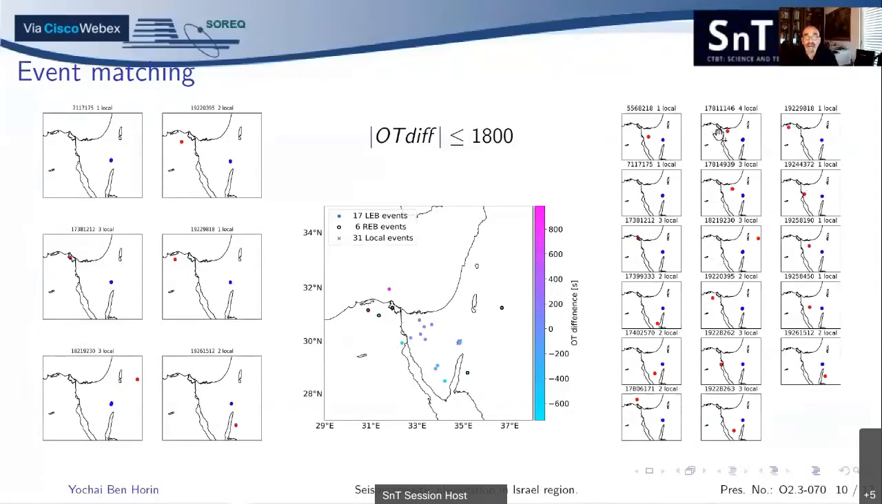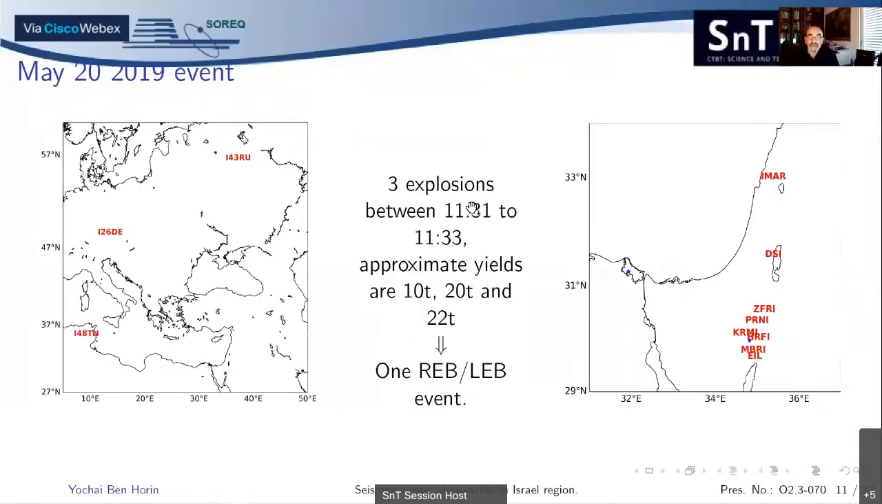6 REB events and 17 LAB events, and you can see that they match 31 local events because, as I said before, for some of the events there are 3 or 4 events at the same time on the seismic range, and then one LAB or REB event can match them. Although the criterion was 1800 seconds, we didn't reach more than plus or minus 900 seconds difference in the origin time.